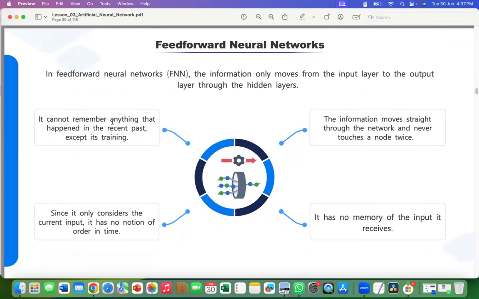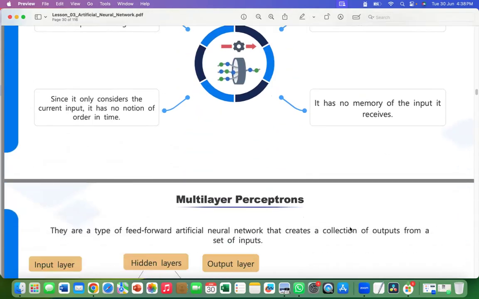It cannot remember anything that happened in the recent past except its training, right? क्योंकि कोई memory नहीं है. Since it only considers the current input, it has no notion of the order in time. The information moves straight through the network and never passes a node twice. तो information move होता है straight, एक node को दो बार touch नहीं करते, and it has no memory of the input it receives.